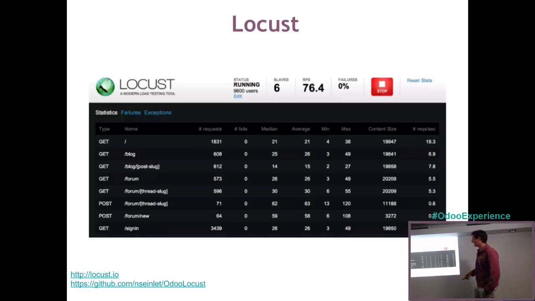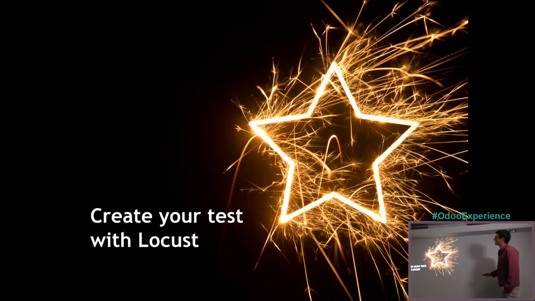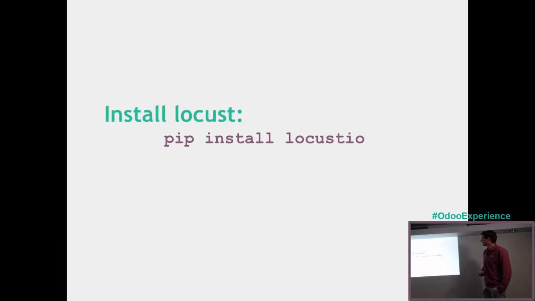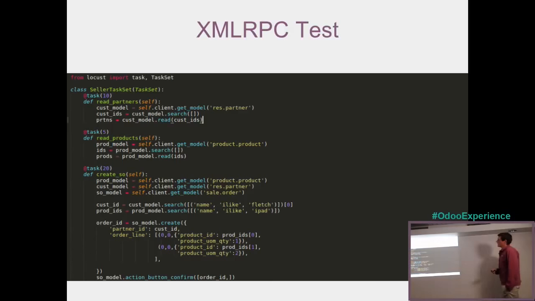And the connector to connect Locust with Odoo, you can find on GitHub, with the link you have just there. Okay, but how do you really create your test? So the first thing is to install Locust. Okay, so it's really easy. You just pip install locustio. Then you can write all the XMLRPC tests you want.